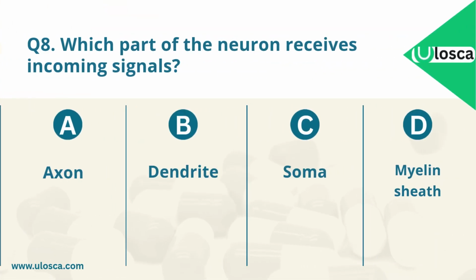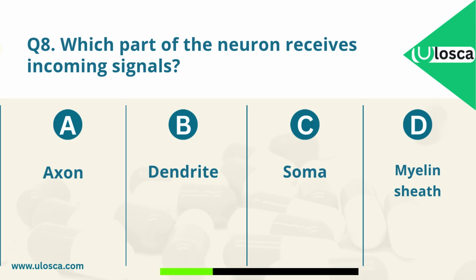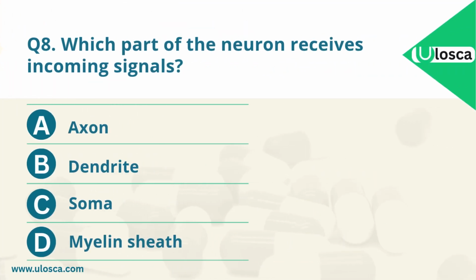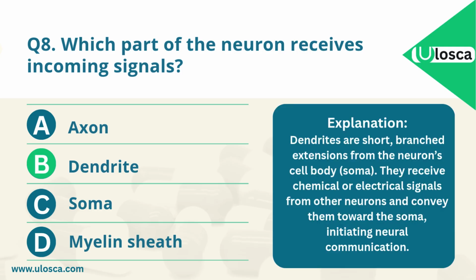Question 8. Which part of the neuron receives incoming signals? A. Axon. B. Dendrite. C. Soma. D. Myelin sheath. Which one is the correct answer? The correct answer is B. Dendrite. Explanation: dendrites are short, branched extensions from the neuron cell body. They receive chemical or electrical signals from other neurons and convey them toward the soma, initiating neural communication.